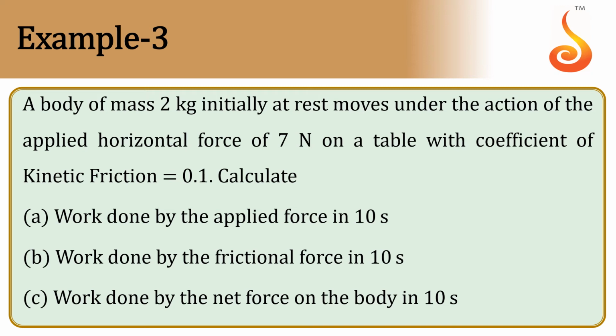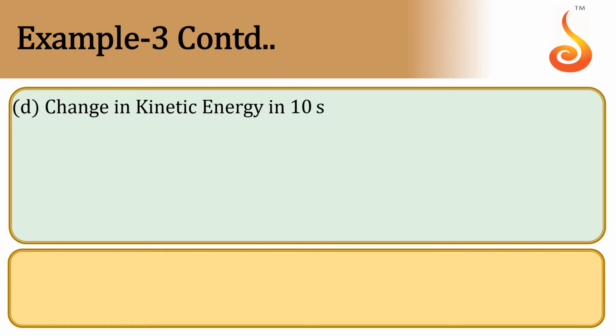Example 3. A body of mass 2 kg initially at rest moves under the action of an applied horizontal force of 7 Newton on a table with coefficient of kinetic friction equal to 0.1. Calculate the work done by the applied force in 10 seconds, the work done by the frictional force in 10 seconds, the work done by the net force on the body in 10 seconds, and the change in kinetic energy in 10 seconds. So let us do this.